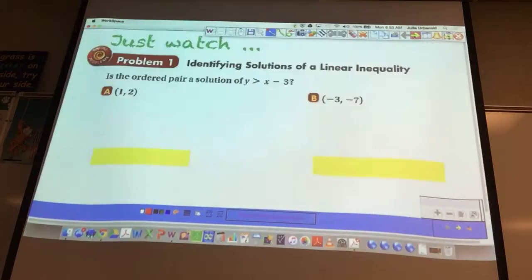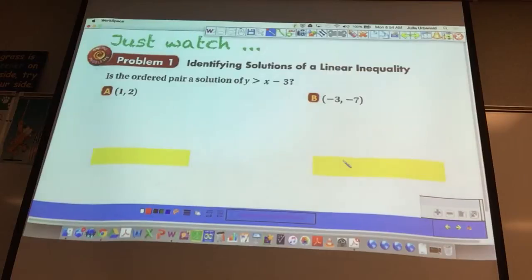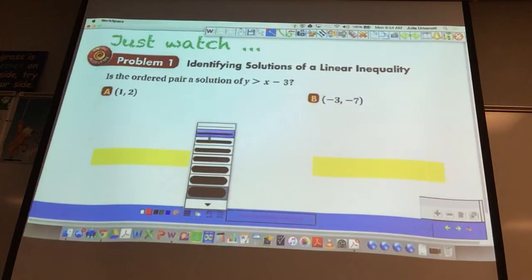Again. But right now, just watch this. Is this ordered pair a solution of this equation? This says that y has to be greater than x minus 3. How would you find out? You plug it in, that's right. This is x, whoops. Gotta fix it.